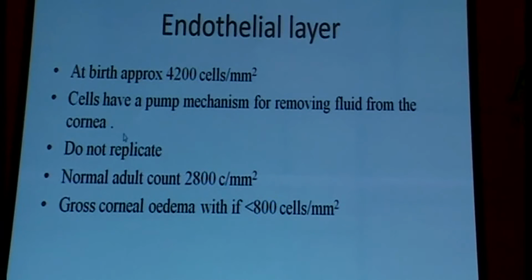And we also know till date that endothelium has no propensity to regenerate. Once endothelial cells are lost, the neighboring endothelial cells swell up and take its position. That's what we know. In adulthood, we tend to have nearly 2,800 cells per square millimeter, and whenever there is less than 800 cells per square millimeter, we tend to develop corneal edema.